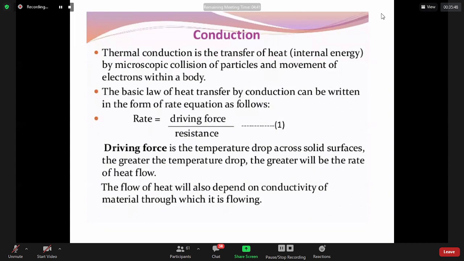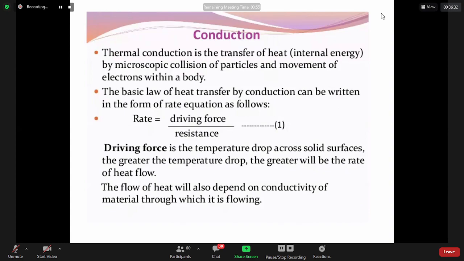Now, look at thermal conduction. We have seen that thermal conduction is the transfer of heat by microscopic collision of particles and movement of electrons within a body. A body in this case can be a metallic shell, it can be a piece of wood, but it is thermal conduction. The basic law of heat transfer by conduction can be written in the form of a rate equation, where the rate of heat transfer is equal to the driving force divided by the resistance. And note that is equation 1.